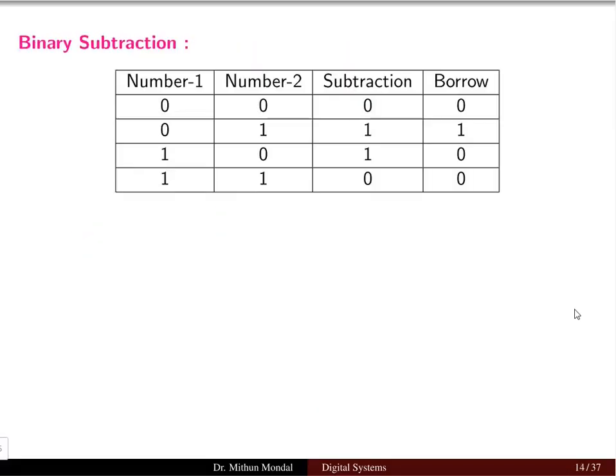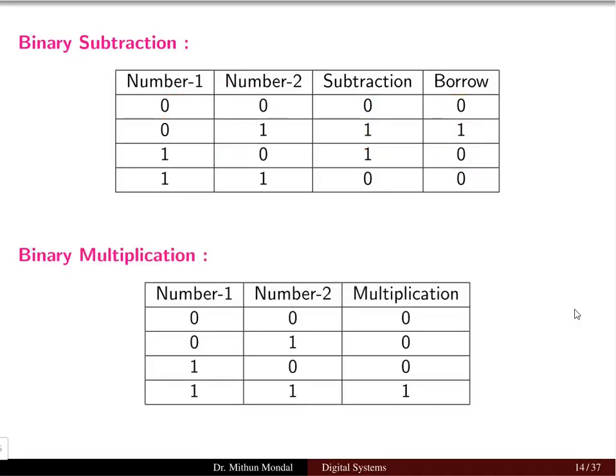When we talk about subtraction, for example with two numbers 0 and 0, the subtraction will be 0 and there will be no borrow. So there it was a carry, now it becomes a borrow. If we subtract 0 minus 1, we will get 1 with a borrow of 1. If we have 1 minus 0, we will get 1 with no borrow, 0. 1 minus 1 will give 0 with no borrow, 0.